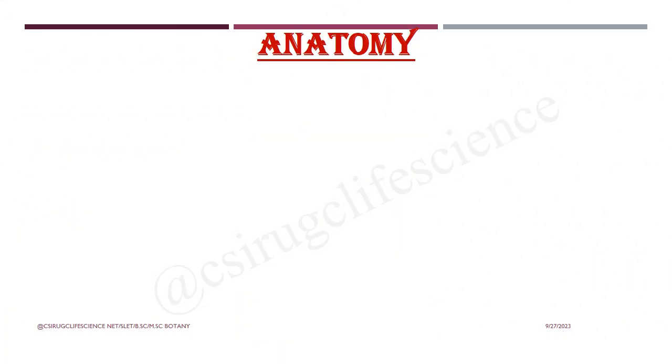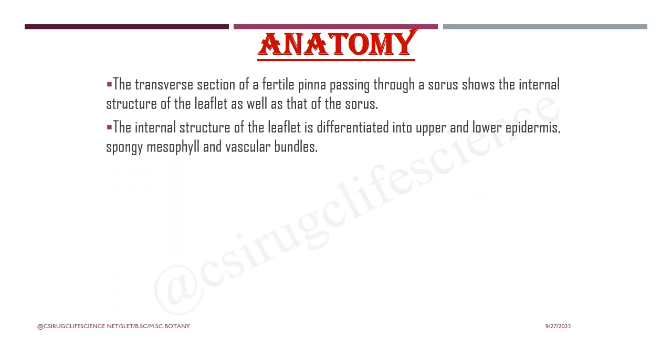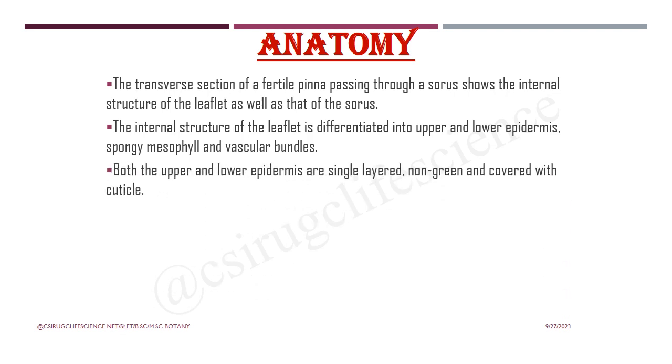Anatomy. The transverse section of a fertile pinna passing through a sorus shows the internal structure of the leaflet as well as that of the sorus. The internal structure of the leaflet is differentiated into upper and lower epidermis, spongy mesophyll and vascular bundles. Both the upper and lower epidermis are single-layered, non-green and covered with cuticle. Stomata are generally present on the lower epidermis only.